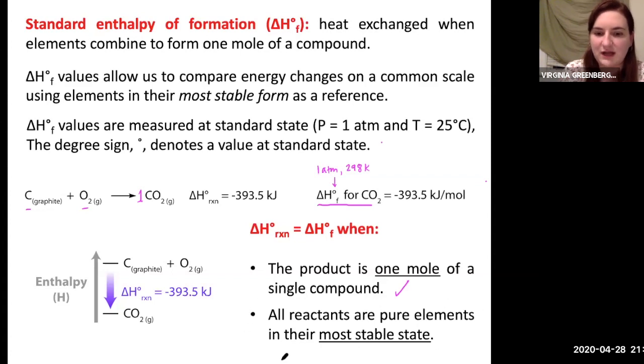And that all reactants are in their most stable elemental form. We can see that carbon's existing as a solid in its graphite form, so that's in its standard state. And then oxygen is O2 and it's a gas, so it's also in its standard state. So we need to make sure that both of these things are true in order to say that a reaction tells us about the delta H of formation for a given molecule.